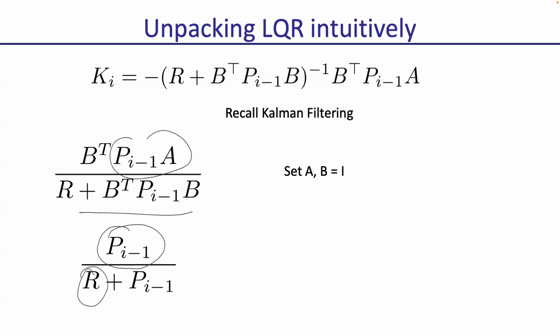Right, so if Pi minus 1 is going to dominate this, it's going to be super high compared to R. You're really going to pay attention to the future. You don't care about the present. And if Pi minus 1 is going to be small compared to R, you're going to be greedy and optimize for the present. You don't really care about the future, right?